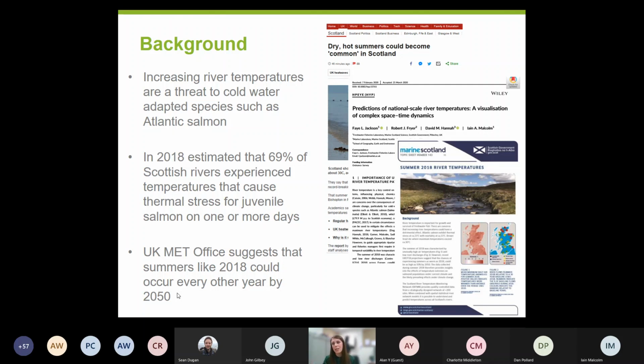An analysis we completed in 2018 estimated that around 69% of our rivers experienced temperatures that exceeded the limit for thermal stress in juvenile Atlantic salmon, so 23 degrees, for 1 or more days over that summer. And the UK CP18 climate change projections suggest that summers as hot and dry as 2018 could become as common as every other year by the year 2050.